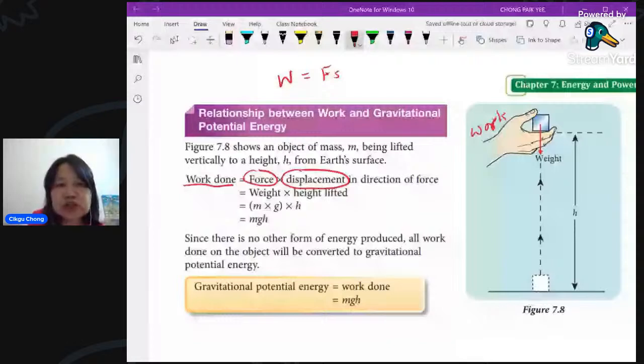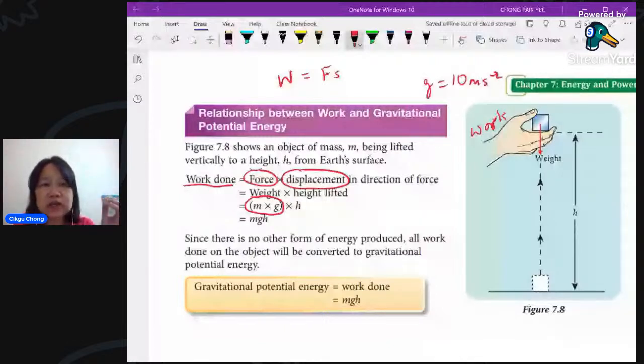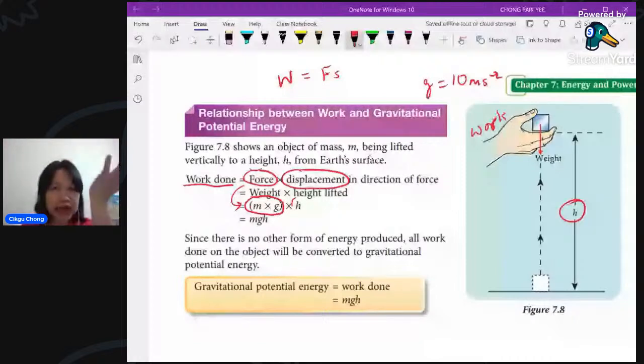I always remember, like I said, g is 10 meters per second squared. So that's why force is equal to weight, or mass times acceleration. So it's mg. Your force you can find from mg, the m times g, and displacement is the height. See the height here. So you can also find that the work done by your hand is equivalent to mgh.